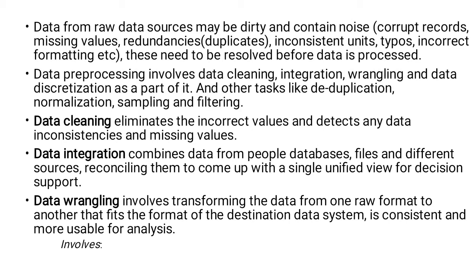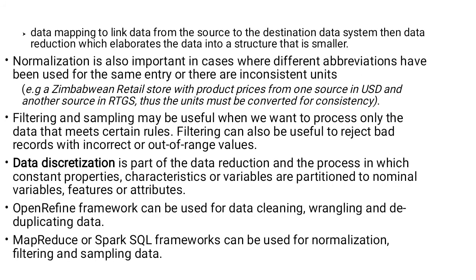Data wrangling, which can also be called data munging, involves transforming the data from one raw format to another that fits the format of the destination data system and is consistent and more usable for analysis. Data wrangling involves data mapping to link data from the source to the destination data system. Then data reduction, which elaborates the data into a structure that is much smaller.